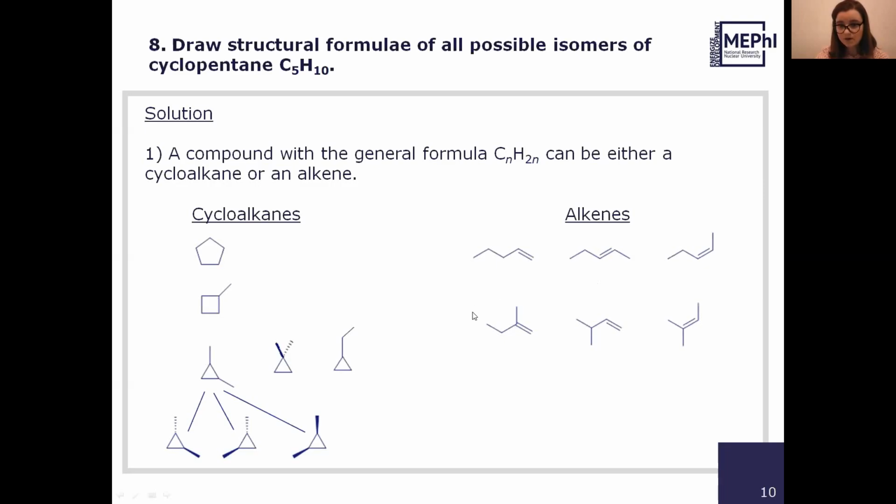And what is the difference between these structures and this structure? Here the double bond is terminal, so between the first and the second carbon atoms, and in this case, double bond is between the second and the third carbon atoms. Now we have discussed all 13 isomers possible for this molecular formula.